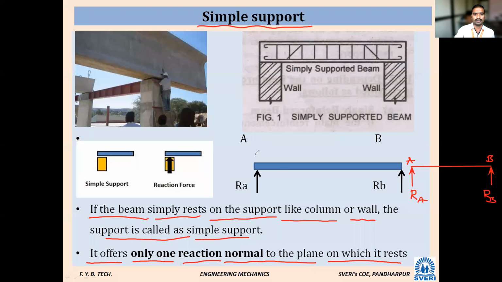Okay, see here. Here he has taken A point, here he has taken B point. The reaction at A point is Ra, the reaction at B point is Rb. Always you have to remember, for the simple support, how many reactions are there? Only one reaction. Only one reaction is important.